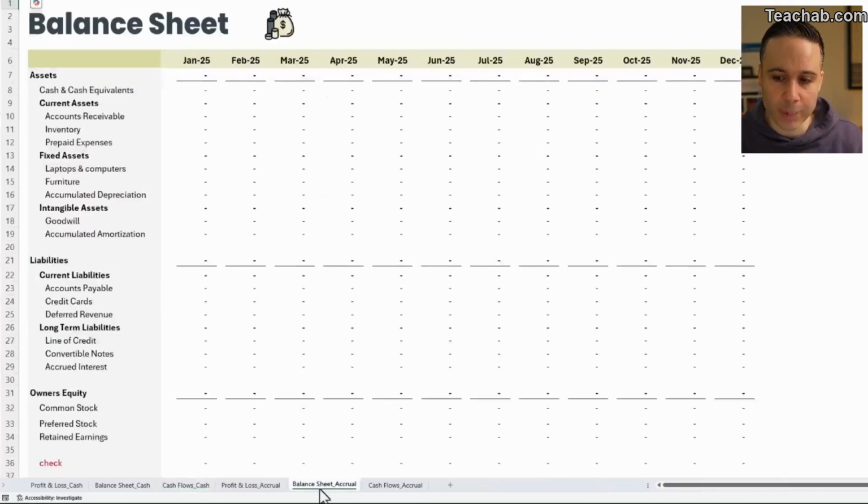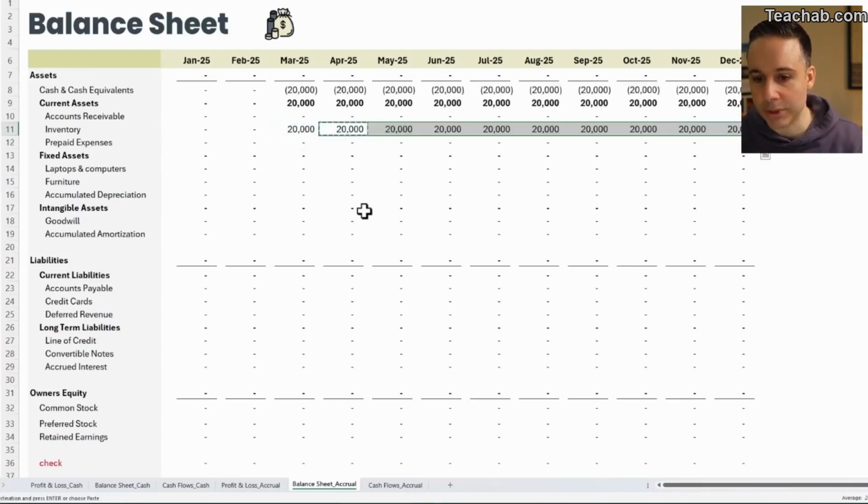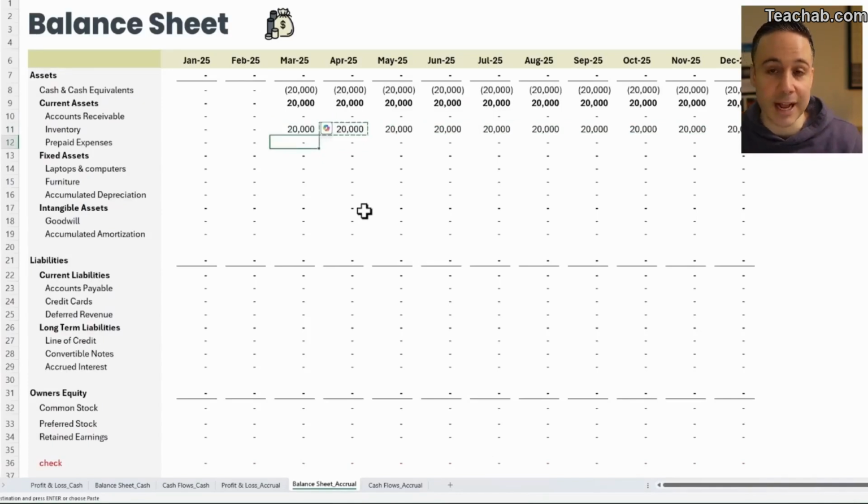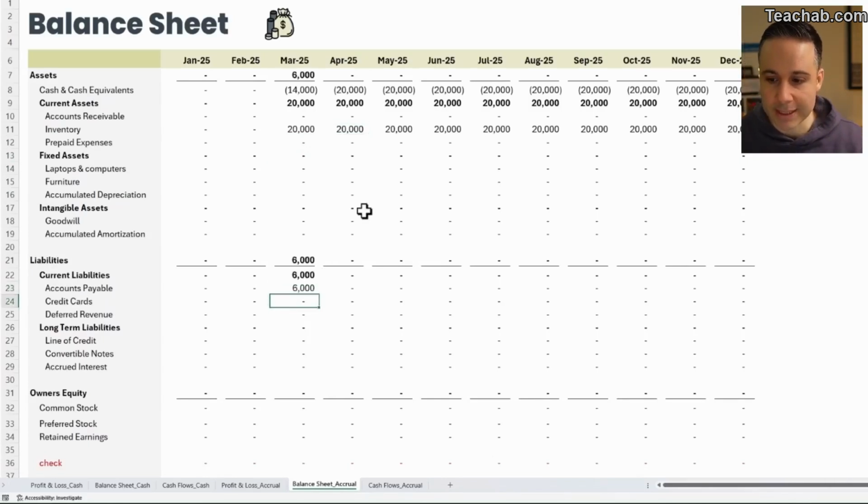So under the accrual basis of accounting, it's going to be a little bit different. In this example, we actually received the full inventory in March. So I'm going to write 20,000 over here, and I will just make each month equal to that 20,000. Now the difference is the fact that we only paid 14,000 of that amount in March. So for that reason, we have a $6,000 payable in March. So I'm just going to write 6,000 over here, and then the payable goes down to 0.